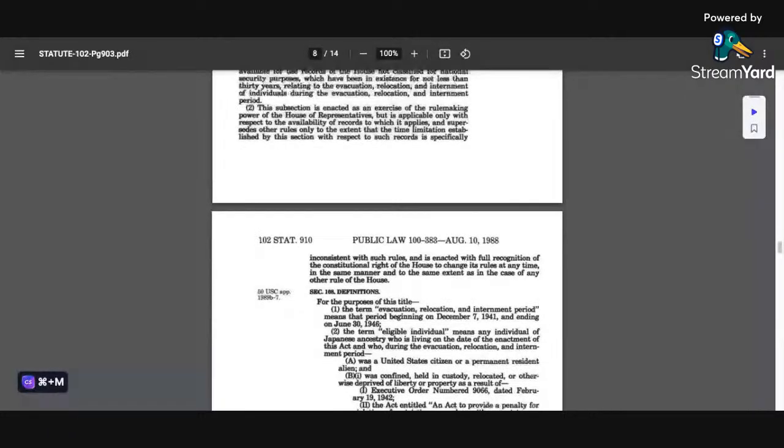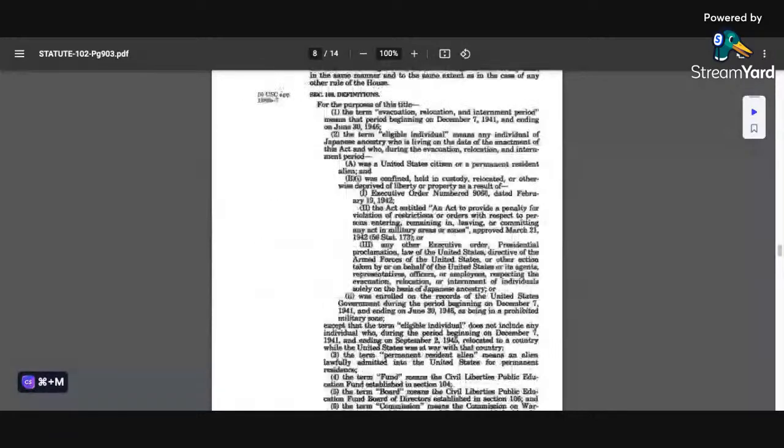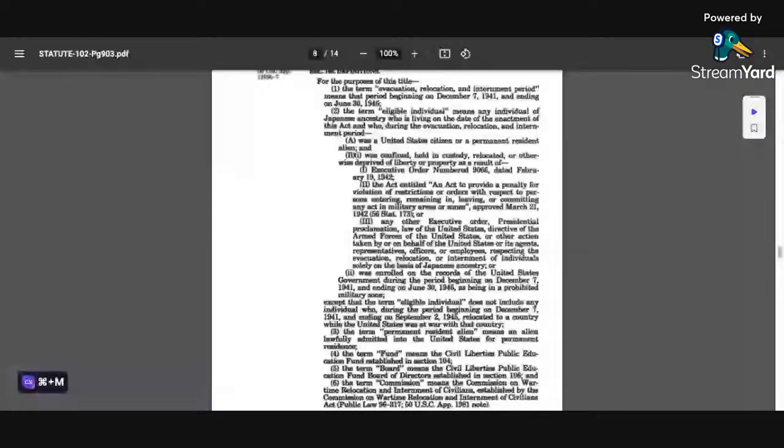Section 108. Definitions. For the purpose of this title, 1. The term evacuation, relocation, and internment period means the period beginning on December 7, 1941 and ending on June 30th, 1946. 2. The term eligible individual.